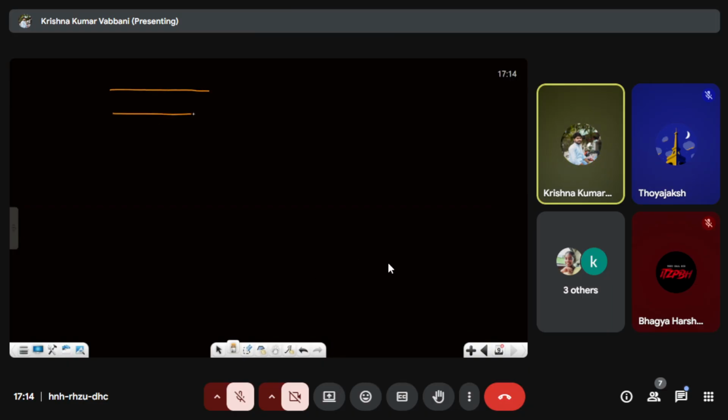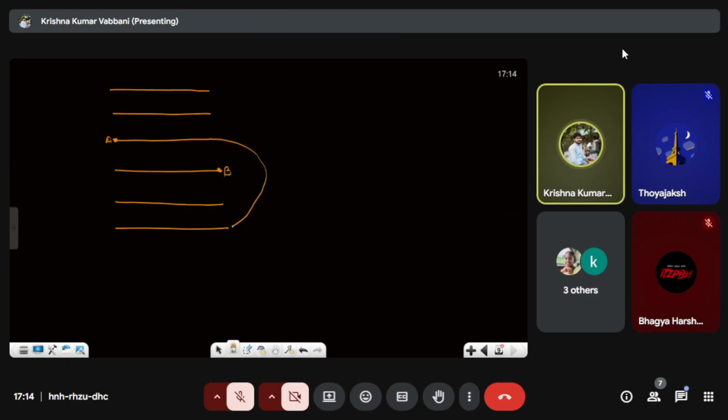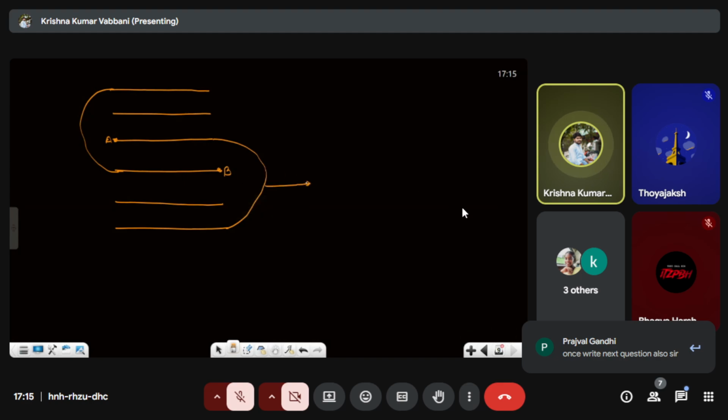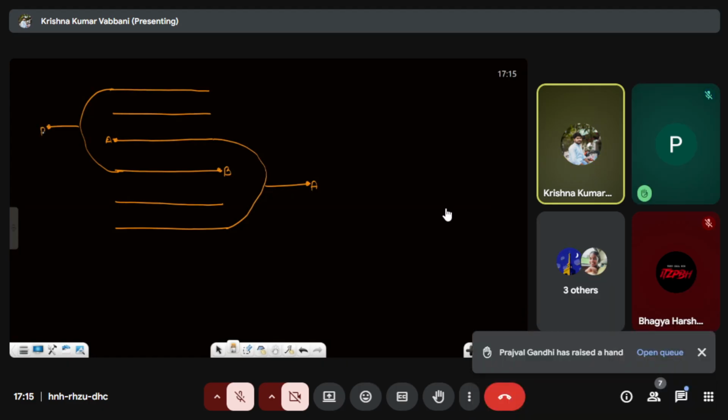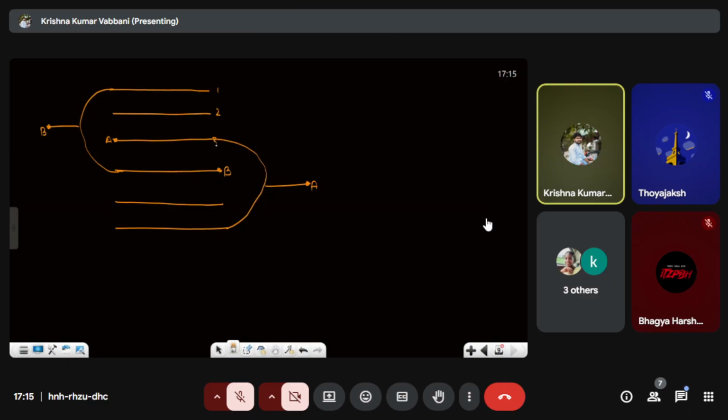Plates 1, 2, 3, 4, 5, and 6. So this is connected with A and this is connected to B. This plate and this plate are connected with the A terminal, and this plate and this plate are connected to the B terminal. That's why I am considering this as A and this as B. They are given the names 3, 4, 5, 6. So the distance between them is D, 2D, 3D, 2D and D.